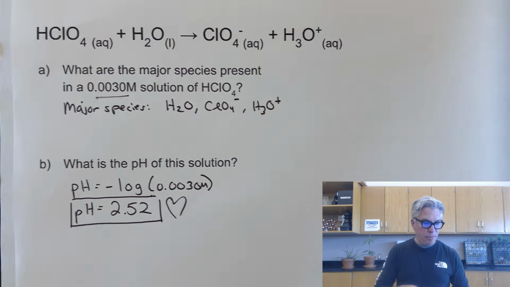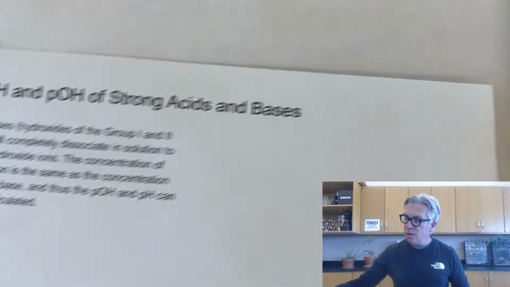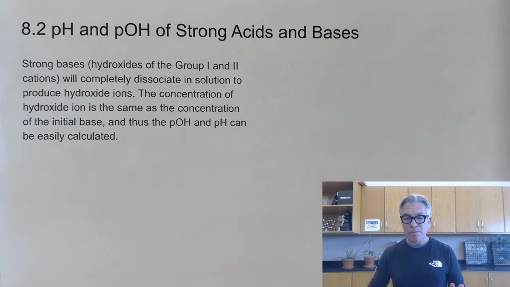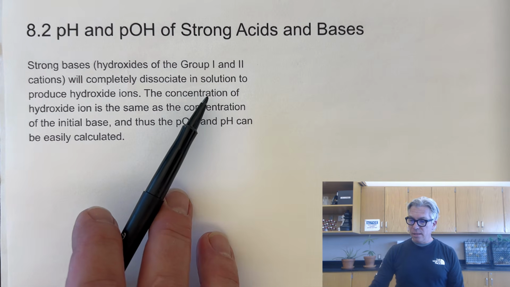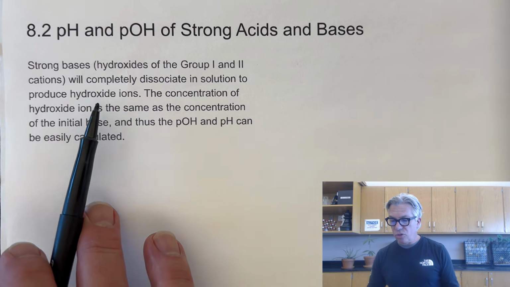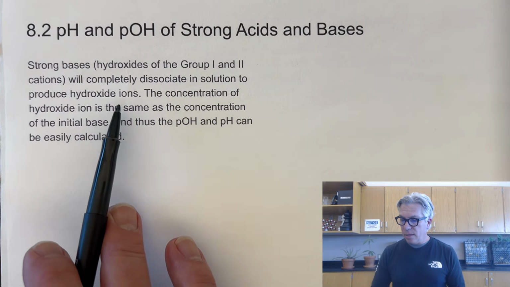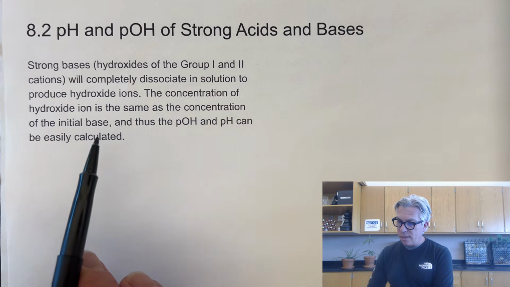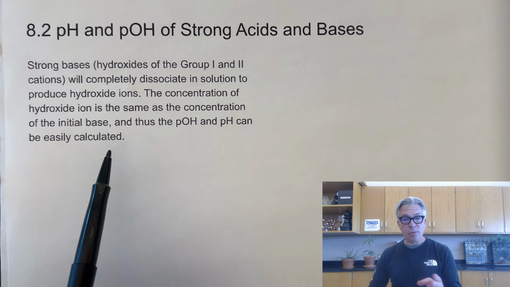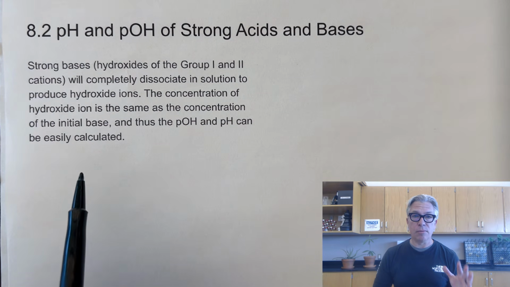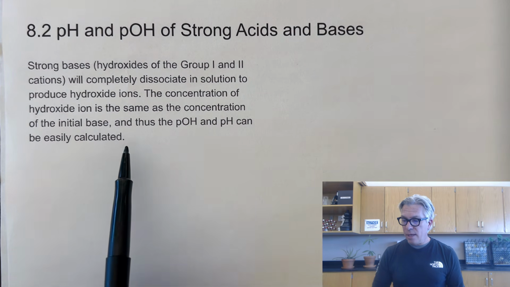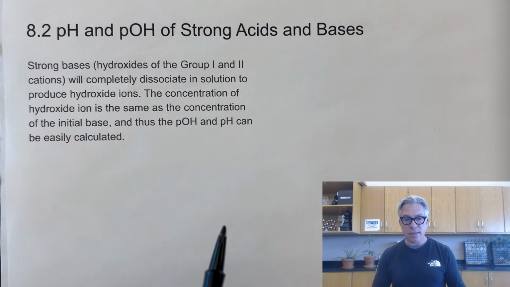Okay, let's go into bases. pH and pOH of strong acids and bases. Strong bases, which you have to know are the hydroxides of the group 1 and 2 cations, will completely dissociate in solution to produce hydroxide ions. The concentration of hydroxide ion is the same as the concentration of the initial base, doubled for the alkaline earth metals because they have an OH parentheses 2 in their formulas, so make sure you know about that. And thus the pH and pOH can be easily calculated.